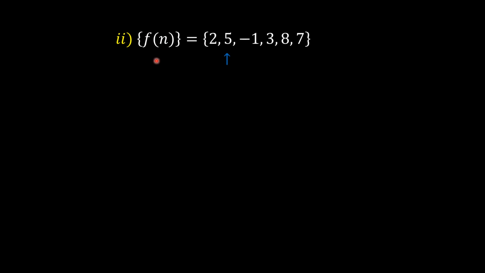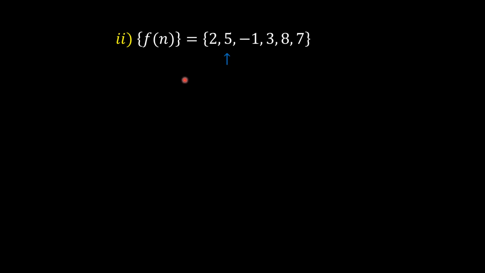Now consider the second example. f of n is equal to 2, 5, minus 1, 3, 8, 7. If we observe the first example, elements of both the sequences are the same. But what is the difference? In the second sequence, the arrow is given below the element 5 and therefore this 5 will be the entry corresponding to n equal to 0. To the left, 2 is there which is the entry corresponding to n equal to minus 1.